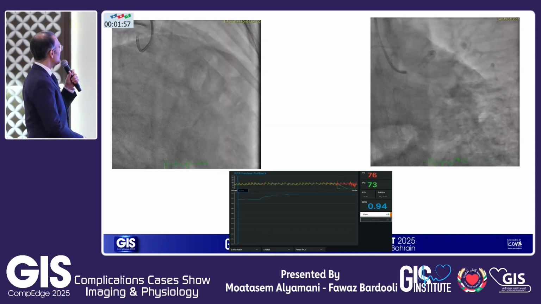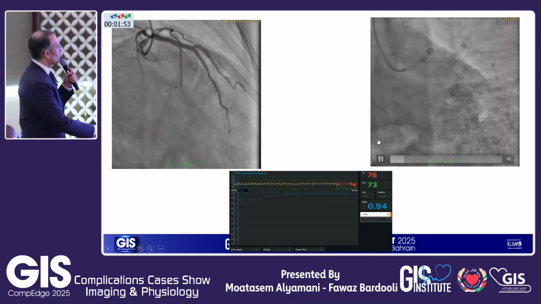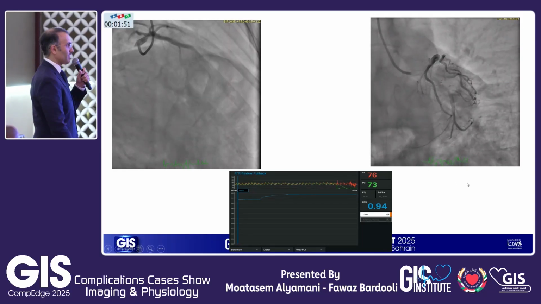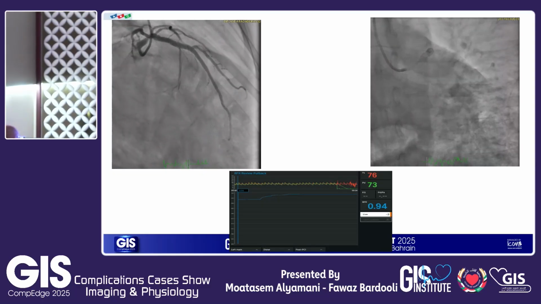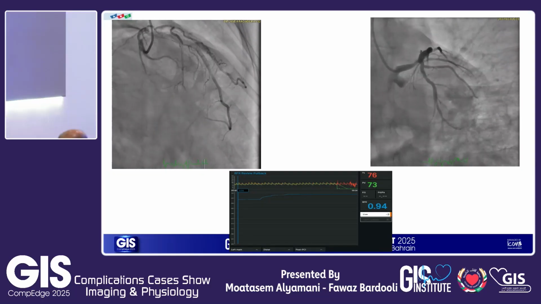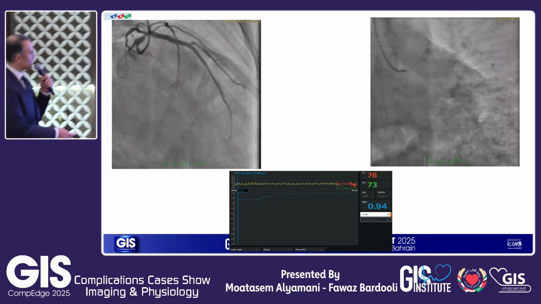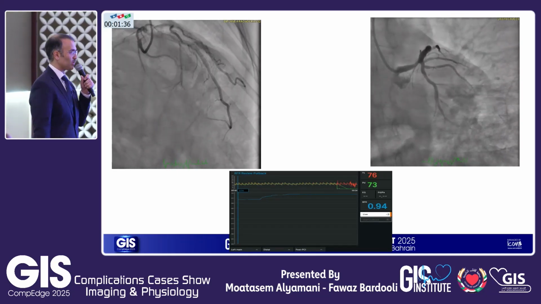So, next. Can you play it? Yes. So we fixed the LAD, and we left the left main, because we believe that that is probably the one which is causing the issue. And very nice result. We repeated the IVUS after that, and the result of the LAD is good. And the RFR becomes 0.94.